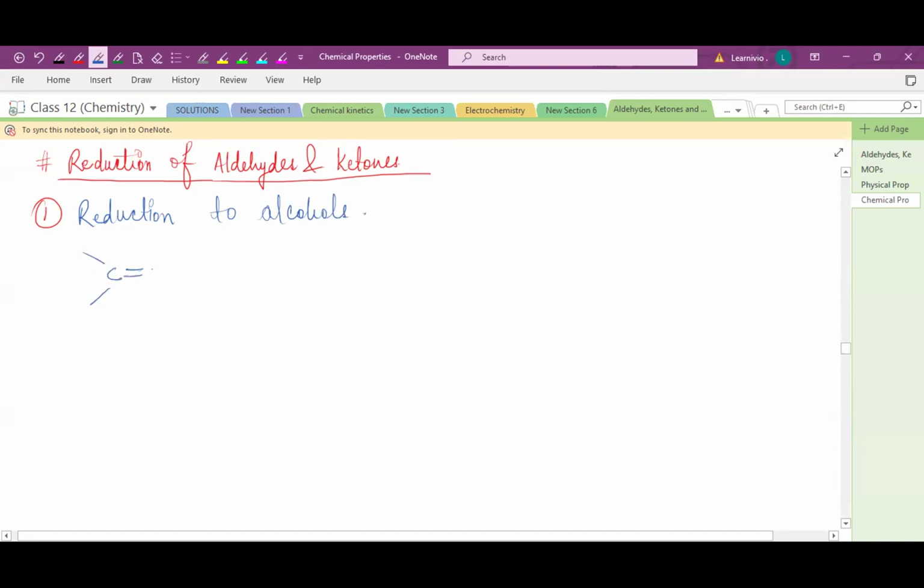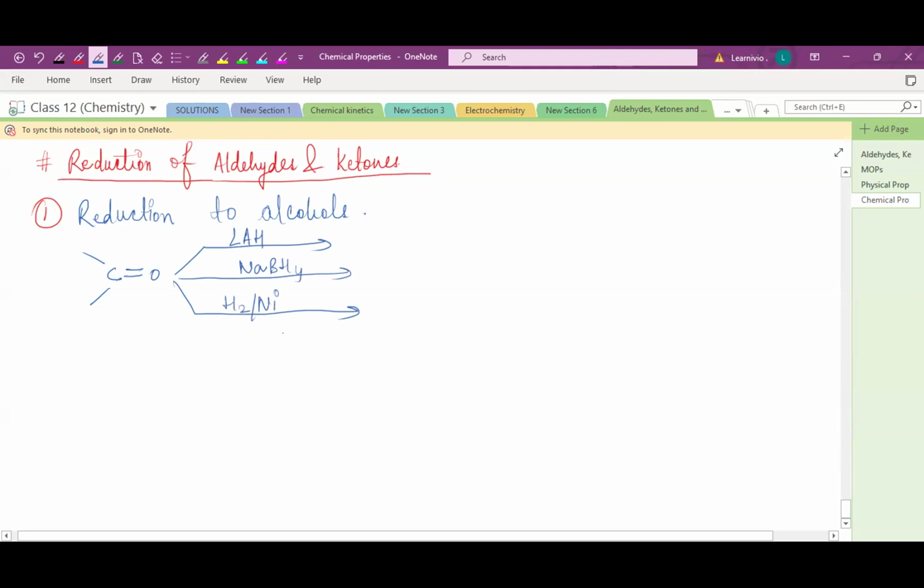Suppose this is your carbonyl compound. It can be either an aldehyde or a ketone. If you use a different reducing agent, suppose we use lithium aluminum hydride, it is the strongest reducing agent. You can also use sodium borohydride, and you can also do catalytic hydrogenation.